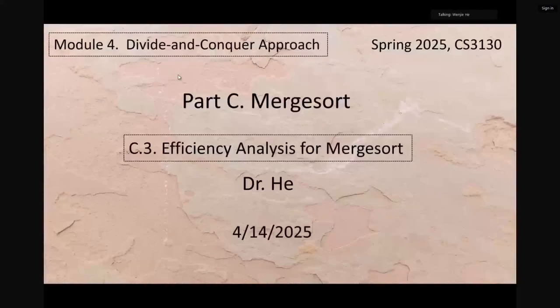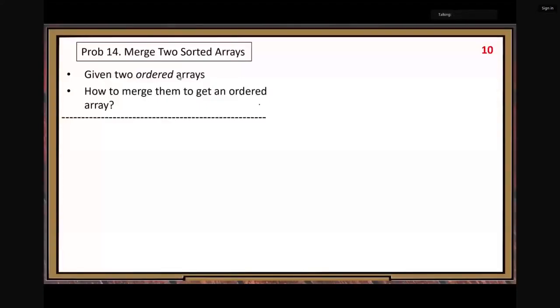So now we finish the worst case sort. We finish the merge operation. So the general best case, general worst case, we have both. Then C.3, efficiency analysis for the merge sort. We want to do some efficiency analysis.